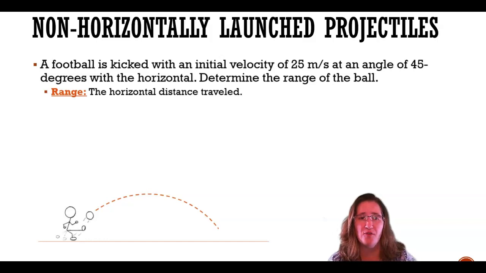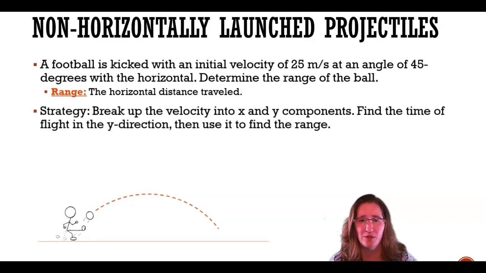So let's say we have a football kicked with an initial velocity of 25 meters per second at an angle of 45 degrees with the horizontal. Determine the range of the ball. So the range is the horizontal distance traveled. That's what I'm going to look at.